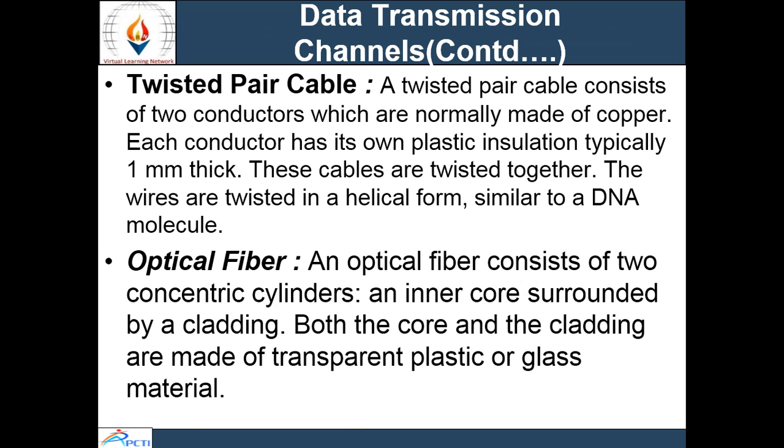Let's start with twisted pair cable. A twisted pair cable is still the most common transmission media. A twisted pair cable consists of two conductors which are normally made of copper. Each conductor has its own plastic insulation, typically 1 mm thick. These cables are twisted together. The wires are twisted in a helical form similar to a DNA molecule. Twisting is done to reduce crosstalk.